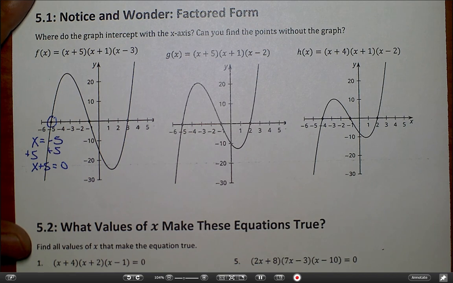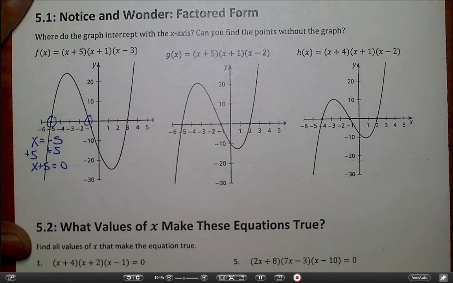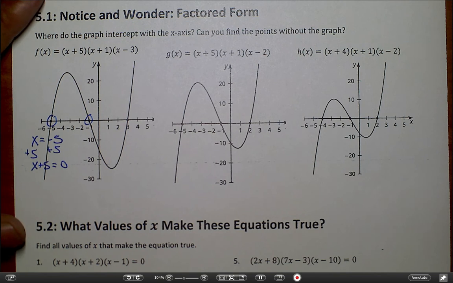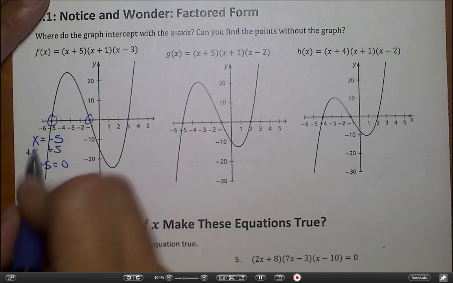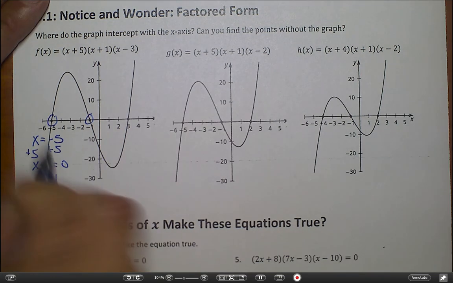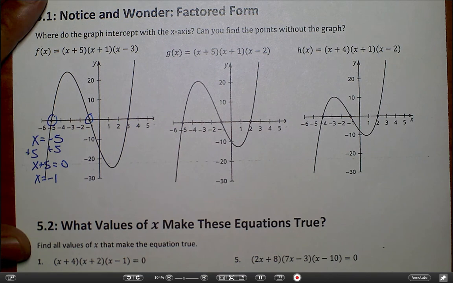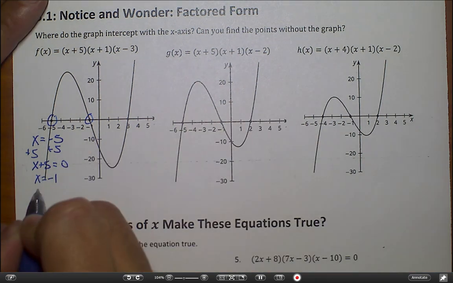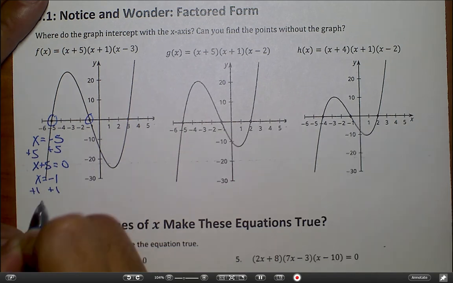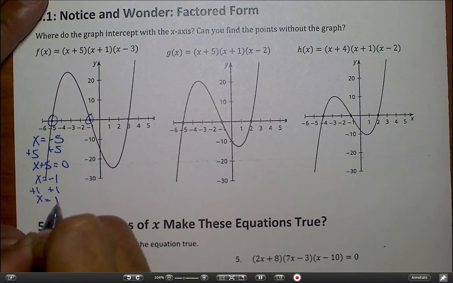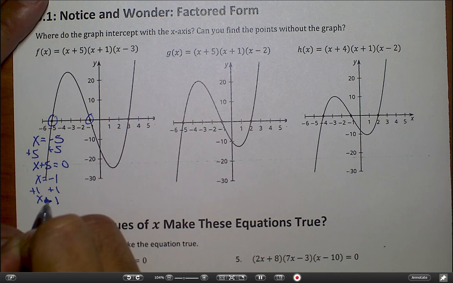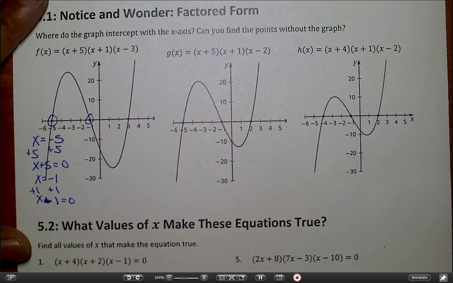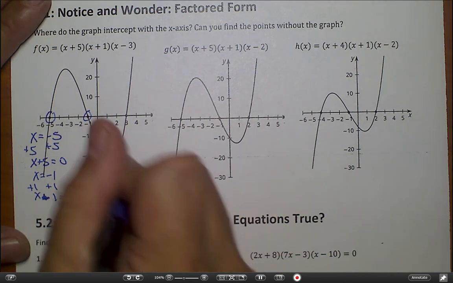Okay. The next thing right here. This says x equals negative 1. Add 1 to both sides. So I'm going to add 1 to both sides. So it's going to be plus 1, x equals, or I'm sorry, x plus 1 equals 0. There we go.